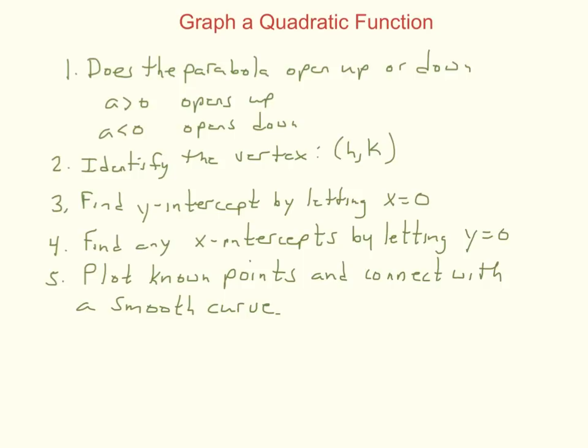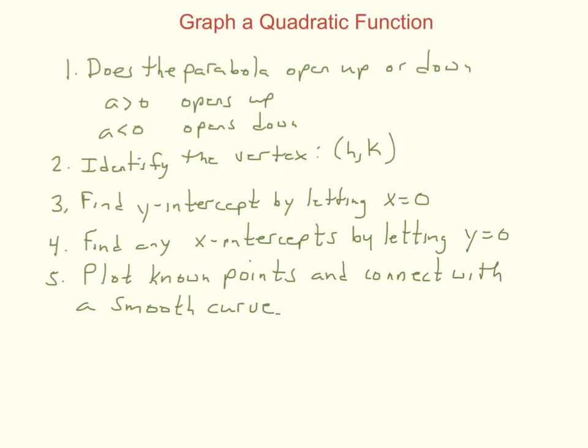And the last thing we want to do is once we know all these points, we're going to plot the known points that we have and connect them with a smooth curve. Now keep in mind, once we know whether or not it opens up or down and we know the vertex, we're going to know if we have a maximum or minimum. And if it opens up, we know the vertex is going to be the absolute lowest point. So I know I'm not going to go below the vertex. It's going to level off and make a change in direction at the vertex.